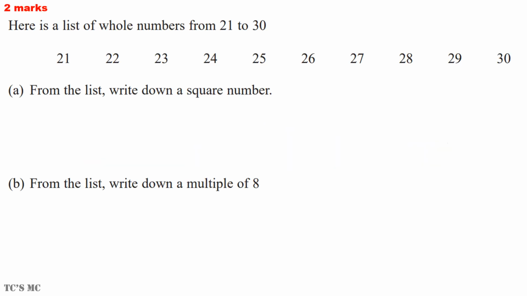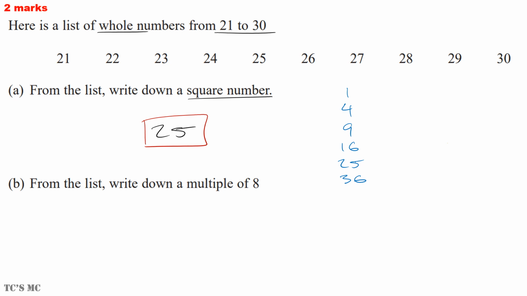Here is a list of whole numbers from 21 to 30. Part A. From the list, write down a square number. A square number is a number that's been multiplied by itself. So we have 1, 4, 9, 16, 25, 36, and so on. The only square number in this list is 25, and that is all we need to write for 1 mark in Part A.